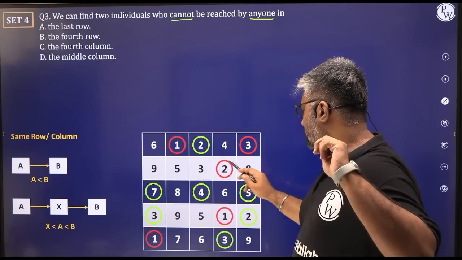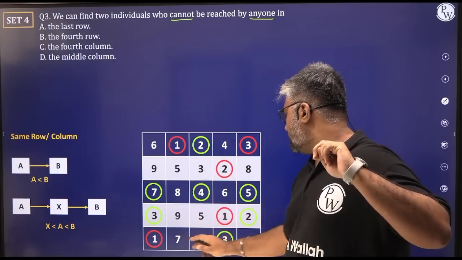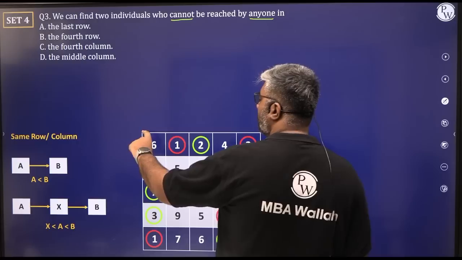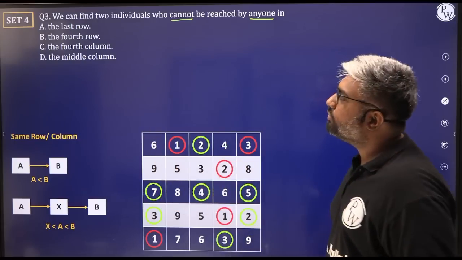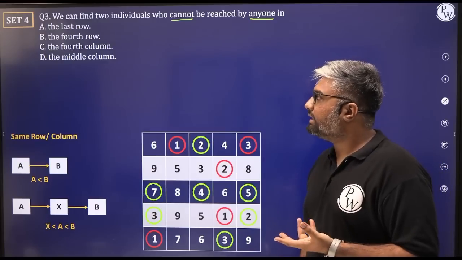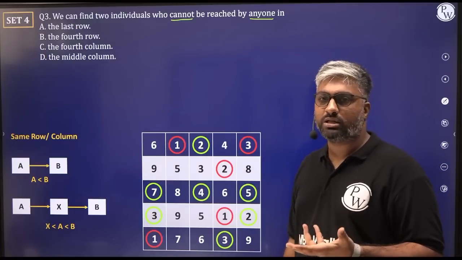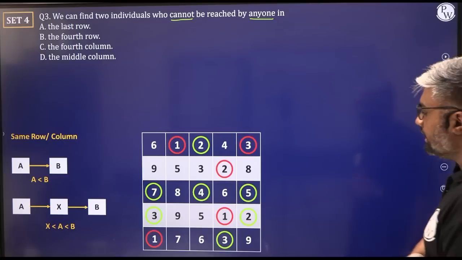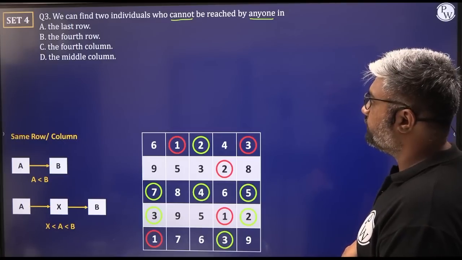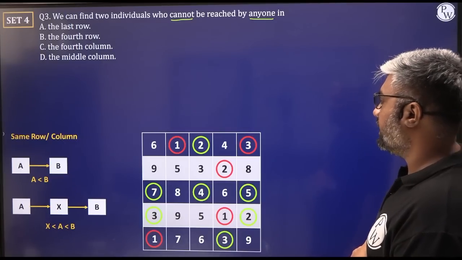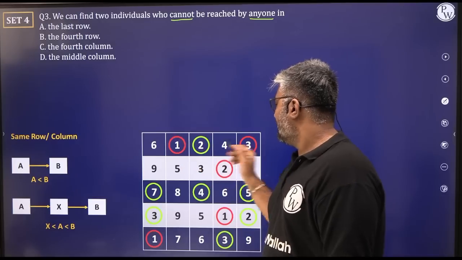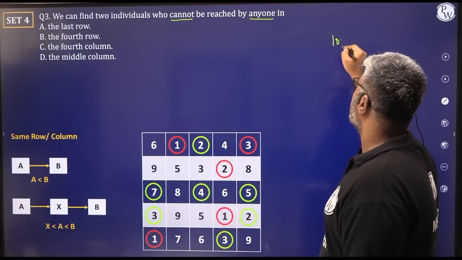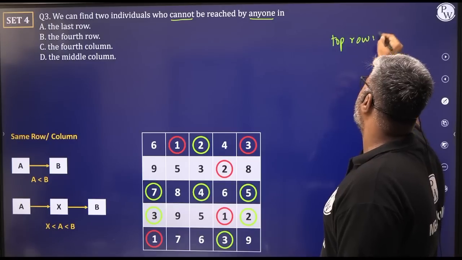Here we have 2. Here we have only 1. So there's only one case where we have the top row. Here you ought to know what is a row and what is a column, right? We can find 2 individuals who cannot be reached by anyone in the last row, fourth column, middle column, right? So we do not have top row. That was unlucky for us. Top row hai nahi, right? If there was an option called top row, that would have been our answer.